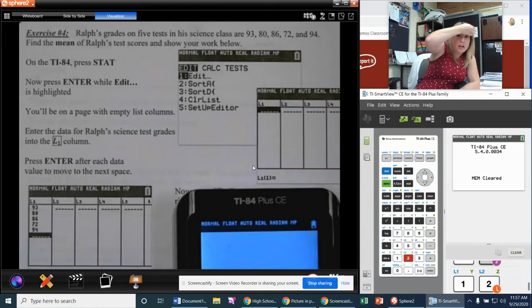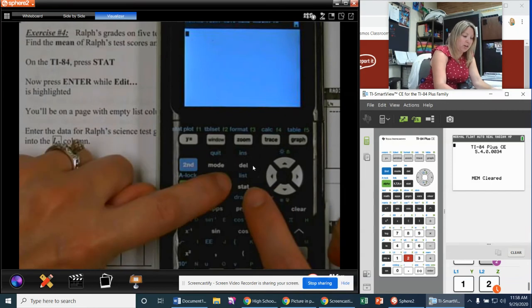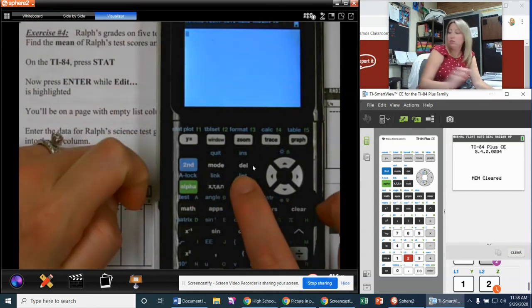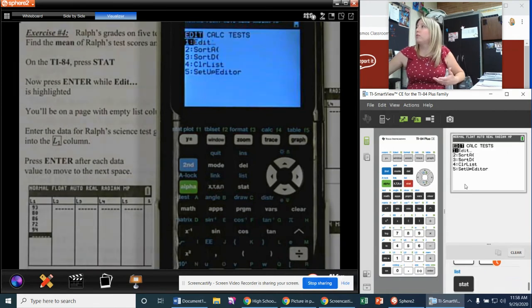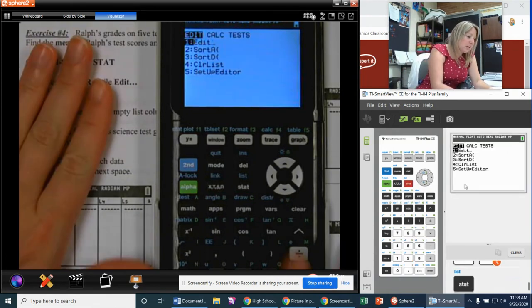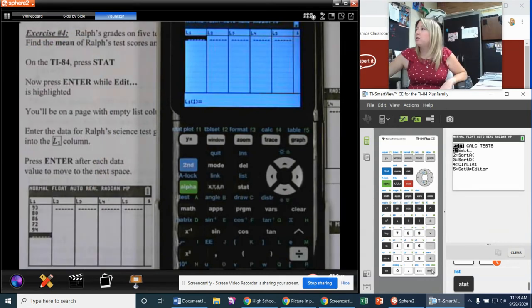We're going to use Ralph's test scores. So my data is right up here. My data is 93, 80, 86, 72, 94. And how I enter my data is I press stat, which is right here and over here. Remember, I've got two screens. You haven't seen my classroom yet, but I've got two screens. Notice we're all on the same screen. Okay, and enter. And that gets me to my lists.